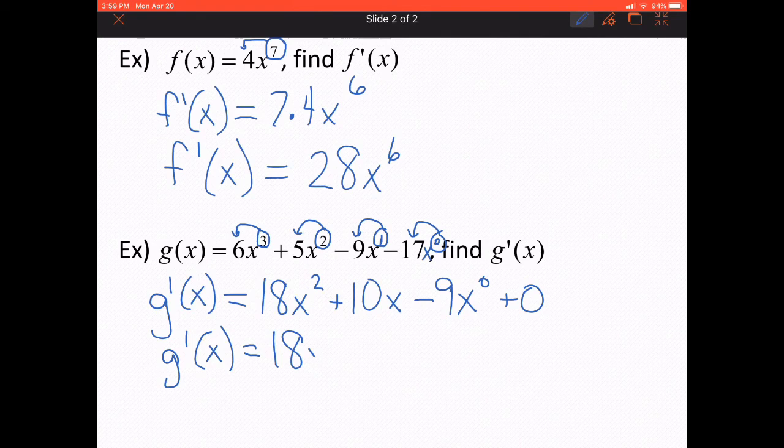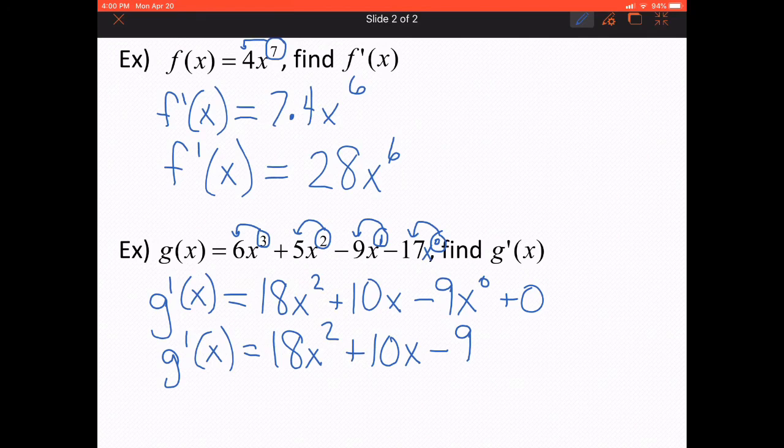So 18x squared plus 10x are all simplified. Minus 9 is really just minus 9. You don't write x to the 0 because x to the 0 is just 1. So negative 9 times 1 is negative 9. And I don't need to put the plus 0. So the derivative of that 4-termed polynomial is now 18x squared plus 10x minus 9.